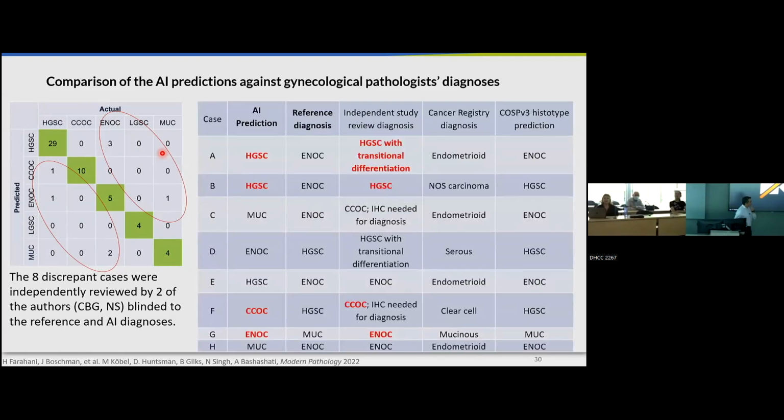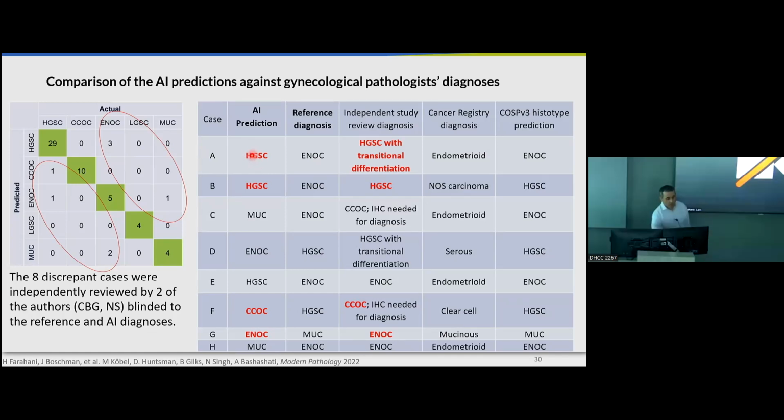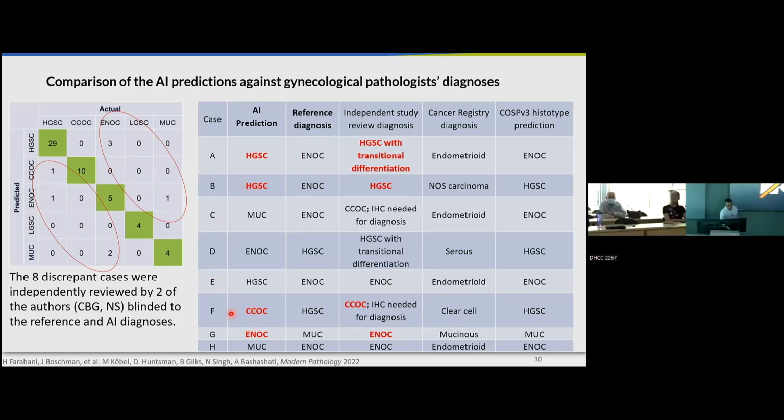The interesting thing is that out of those 8 cases, I'm highlighting the ones in red. AI prediction was, let's say, high-grade serous ovarian carcinoma, and both of them said it is actually a high-grade serous carcinoma. But the reference diagnosis was endometrioid carcinoma. So just highlighting those 4 that are in red, our predictions actually agreed with the two gynecologists in 4 of the 8 cases.